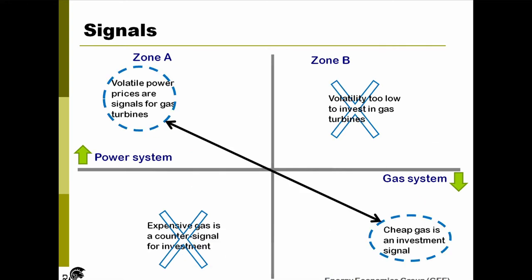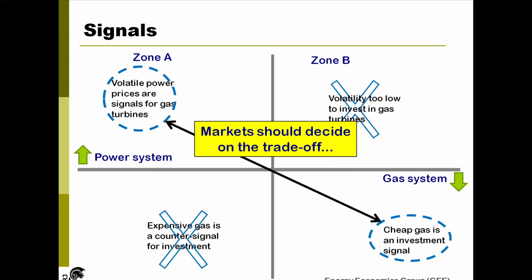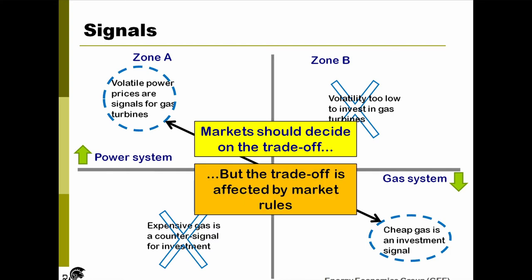So we have a trade-off. We have a signal from the power system, invest in zone A. We have a signal in the gas system, invest in zone B. This is nice. This is what markets are supposed to do. Market participants will compare the two signals, and they will decide whether to invest in zone A or zone B. The problem is that market rules are affecting this trade-off. Market rules are affecting this trade-off because prices are not only market decisions, but are affected by the decision taken in the simplification process.